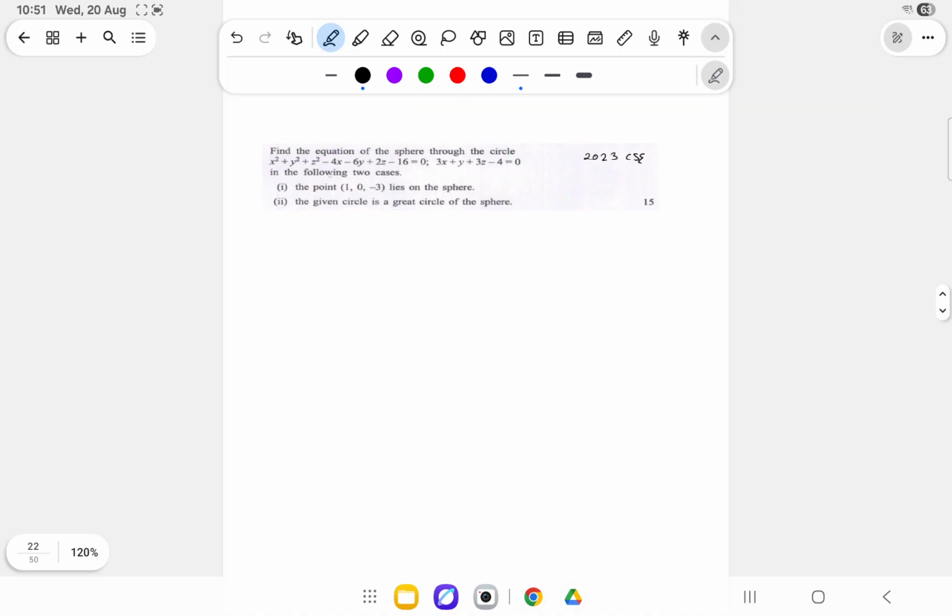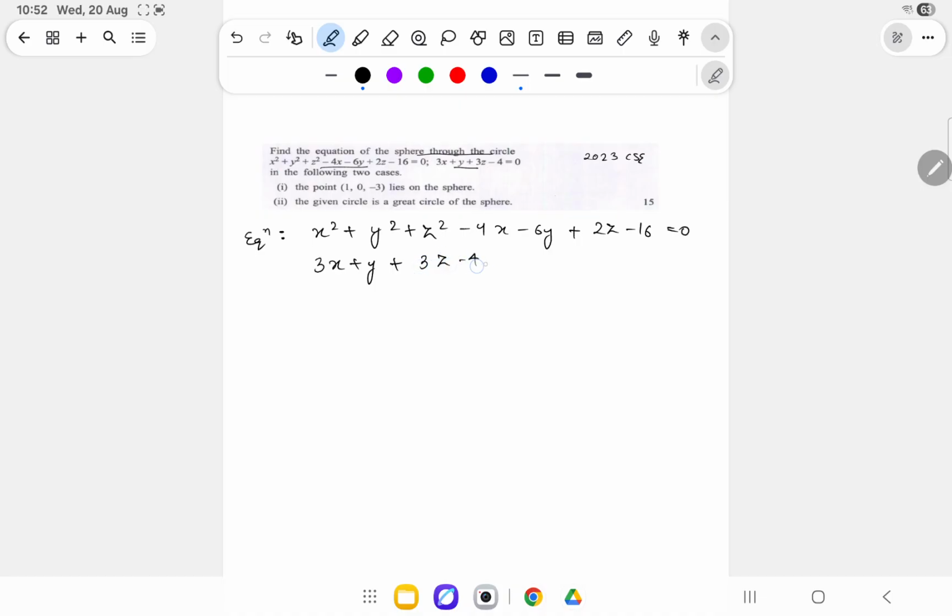The next question says: find the equation of the sphere through the circle given in the following two cases. The equation of the circle is x squared plus y squared plus z squared minus 4x minus 6y plus 2z minus 16 equals 0, and 3x plus y plus 3z minus 4 equals 0. So this basically represents the circle equation.